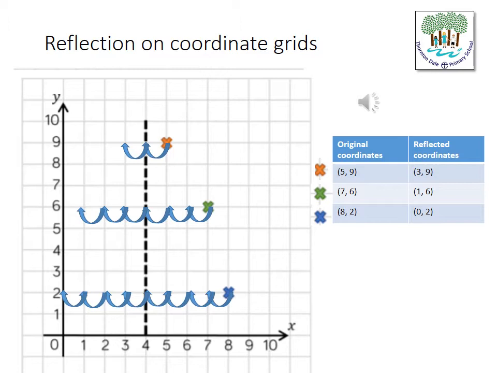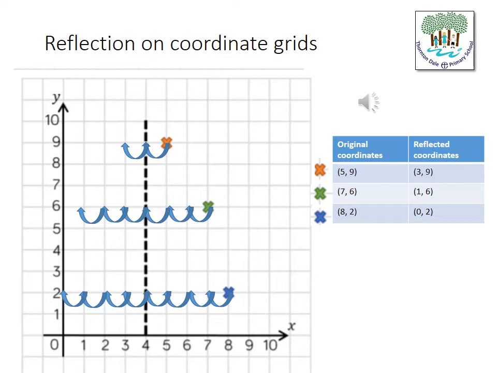So if we look at the green X, there are 3 jumps across to get to the mirror line. So that means on the other side of the mirror line there'll be 3 jumps. So it goes from 7, 6 to 1, 6. And lastly, with the blue X, we've got 4 jumps to the mirror line. So it starts at 8, 2, goes 4 jumps to the mirror line, and then there's 4 jumps the other side of the mirror line to get to 0, 2.